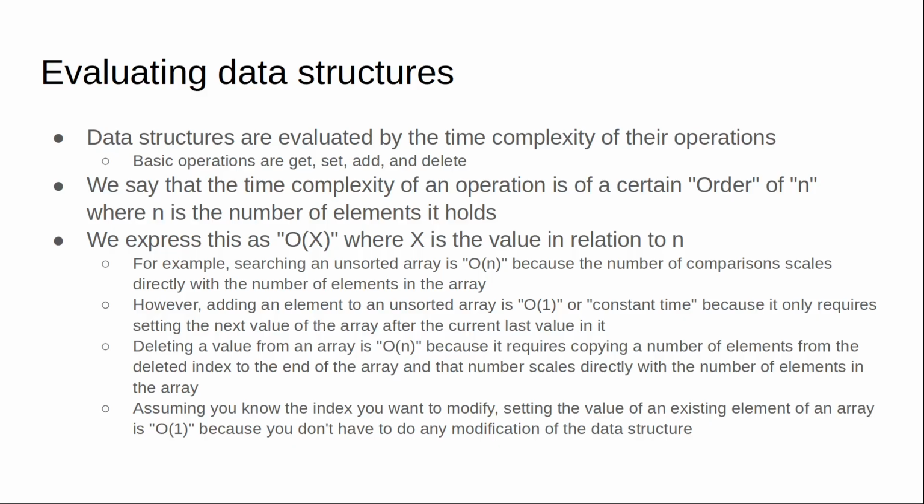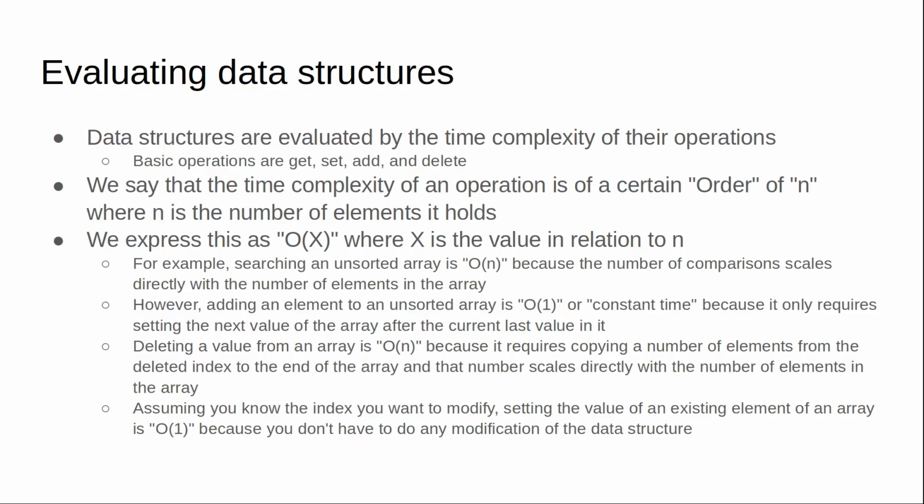All right, so we're going to cover multiple different kinds of data structures over the course of this course. How do we make decisions about these things? How do we compare them to each other and decide when we would use one versus the other? Well, we evaluate them by what's called the time complexity of their operations. So basic operations are getting an item from it, setting an item in it, adding an item to it, and deleting an item from it.